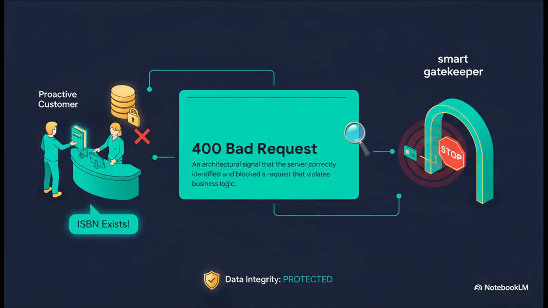It's the server acting like a smart gatekeeper. Imagine you try to post a new book with an ISBN that already exists. The server sees this, it recognizes it violates a core business rule, and it rejects the request. That 400 error is the server successfully protecting the system's data integrity. It stopped bad data from getting in. That's not a failure. That's a huge win for the architecture.